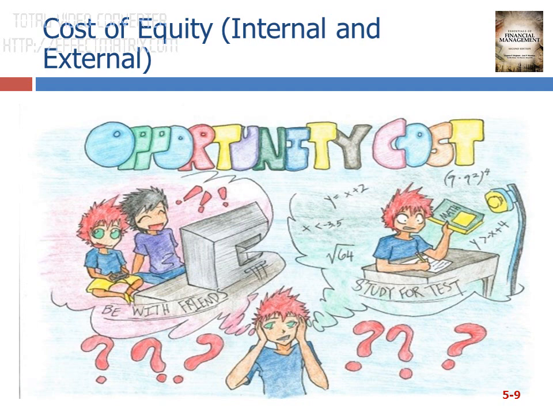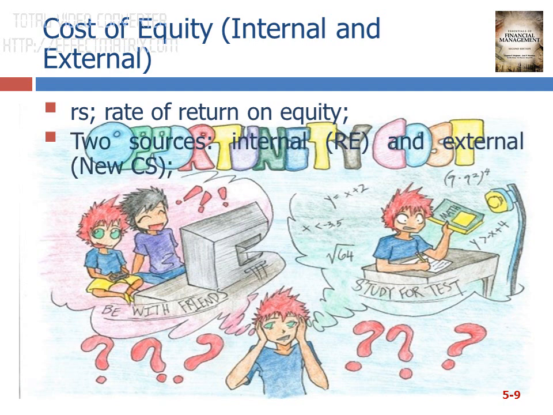Next is on the cost of equity. Same with the after-tax cost of debt and cost of preferred stock, we begin with the investors' requirement, the rate of return required by the shareholders, or the RS. There are two sources of equity. You can use the retained earnings, the accumulated income, or you can use an external source: you issue new common stock.